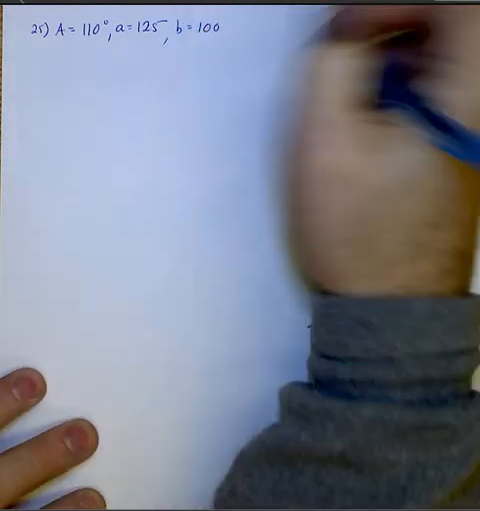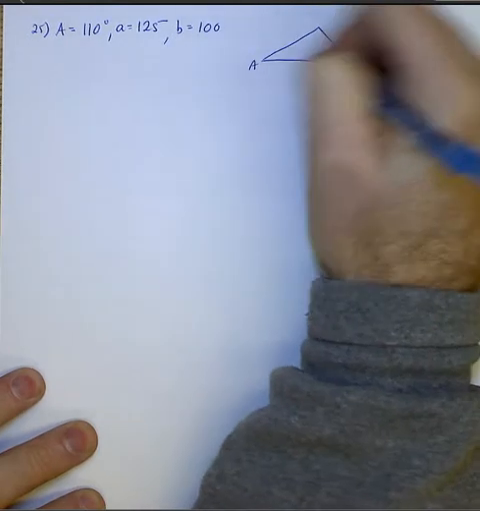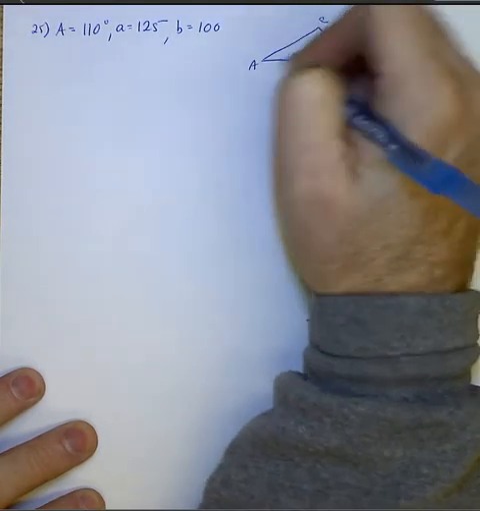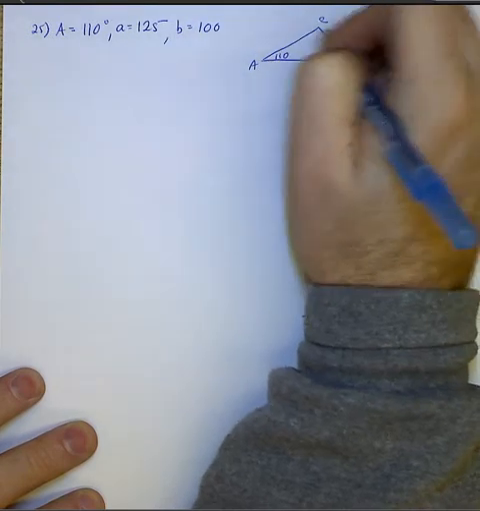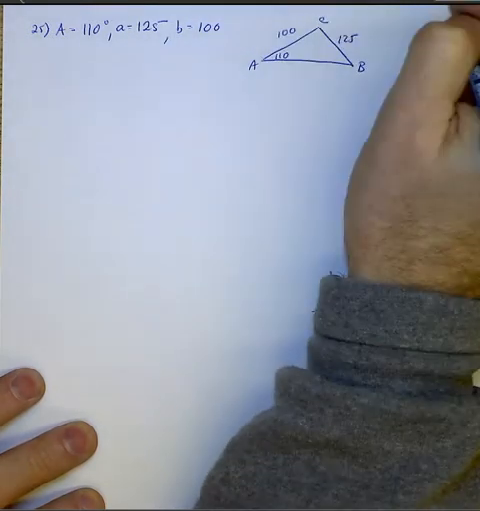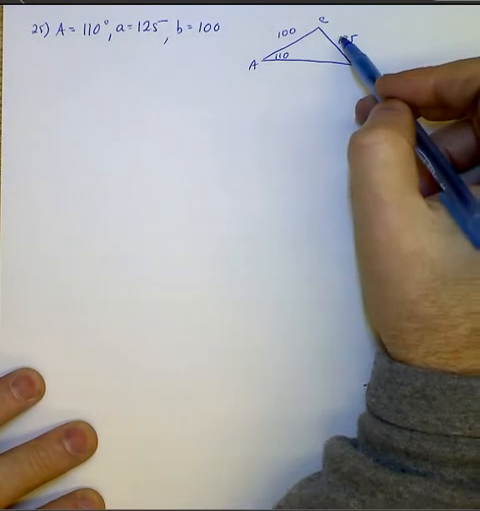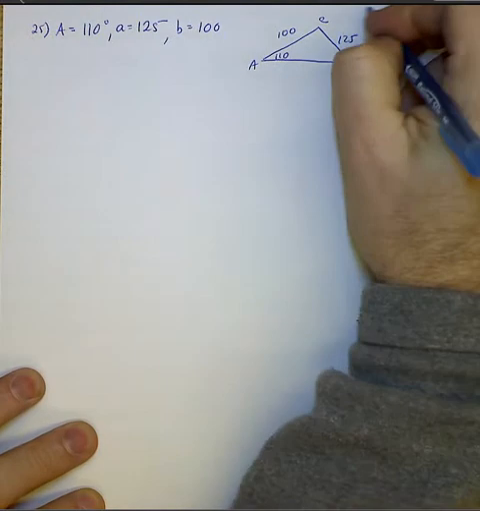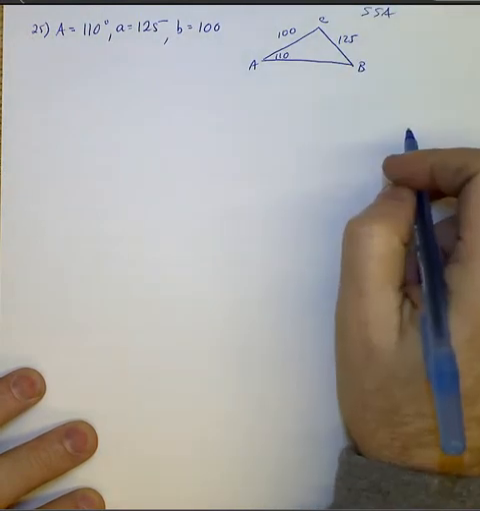So if we draw out that triangle, I recommend you draw out your triangles. You have A, B, C. Angle A is 110, side A is 125, side B is 100, and we have to solve for the triangle. Now this is the ambiguous case because we have two sides and an angle, S, S, A. And remember, SSA means we could have one, two, or no solutions.